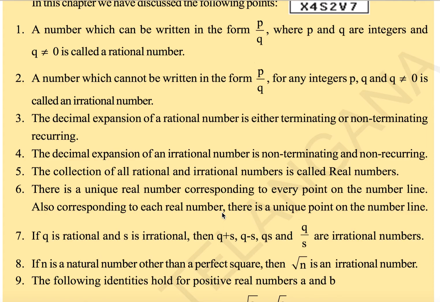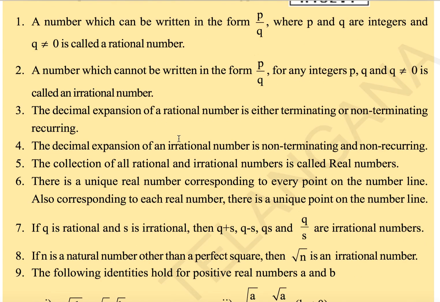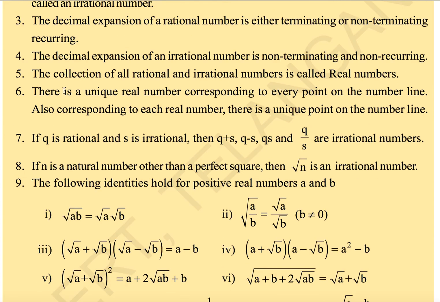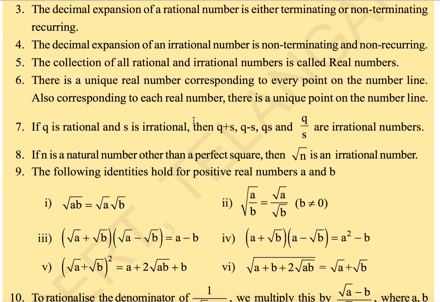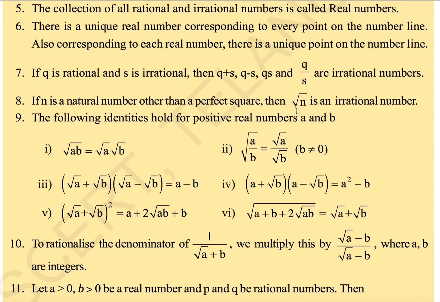Okay. So what we have discussed so far in this chapter, we have discussed the following points. A number which can be written in the form p by q, where p and q are integers and q is not equal to 0, is called a rational number. A number which cannot be written in the form p by q for integers p, q is called an irrational number. The decimal expansion of a rational number is either terminating or non-terminating recurring. The decimal expansion of an irrational number is non-terminating and non-recurring. The collection of all rational and irrational numbers is called real numbers. There is a unique real number corresponding to every point on the number line. Also, corresponding to each real number, there is a unique point on the number line.